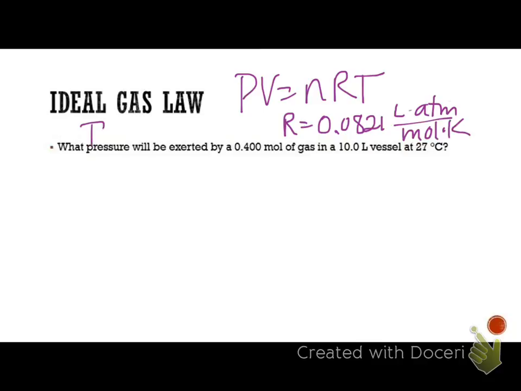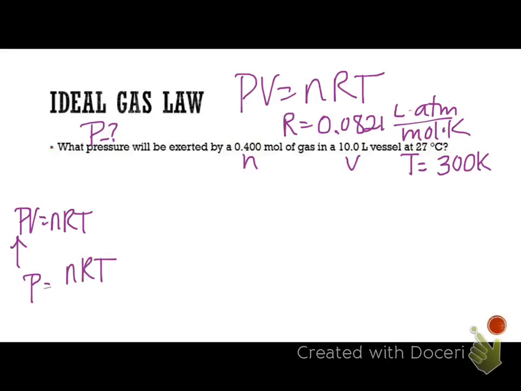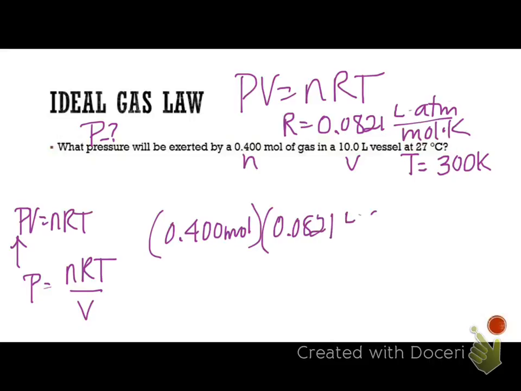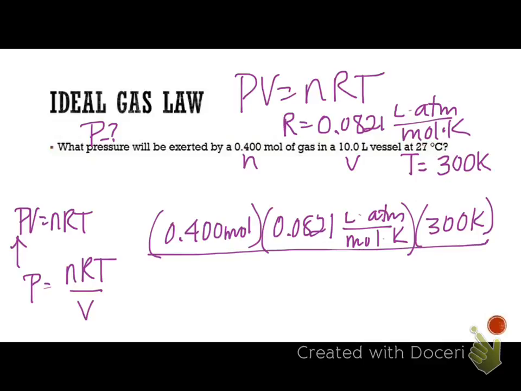It says, what pressure, so we know we're looking for P, is exerted by 4.00 moles of gas in a 10 liter container at 27 Celsius. We immediately put that into Kelvin. 27 Celsius would be 300 Kelvin. PV equals nRT, solving for pressure, so isolate that. P is equal to nRT over V. So now it's another plug and go: 4.00 moles times 0.0821 liters times atmosphere over mole times K, times our temperature of 300 Kelvin, divided by 10 liters.